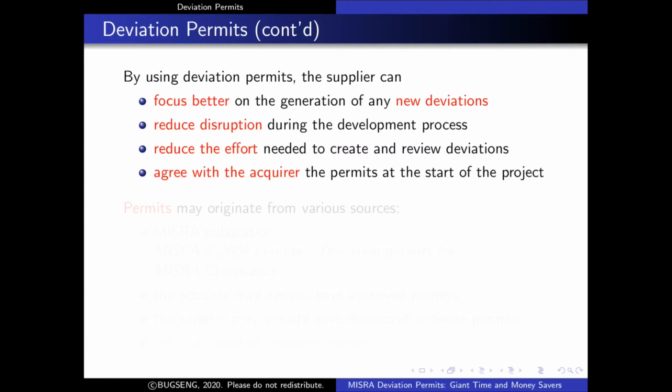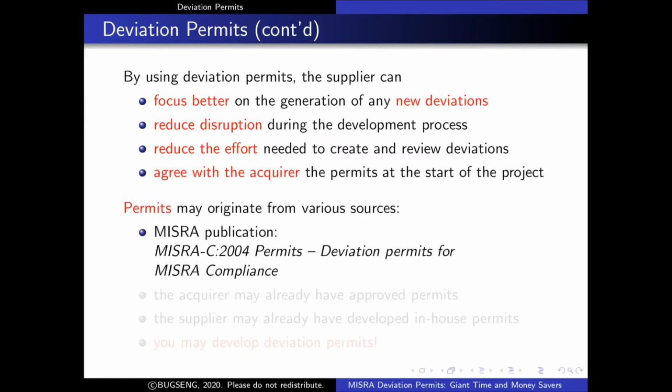Okay. Permits may originate from various sources. So there are official MISRA publications. For example, a set of permits have been developed and published by the MISRA consortium several years ago about MISRA C 2004. The MISRA C working group to which I belong has worked on analogous MISRA C 2012 permits, which are basically finished, and they will be published very soon now.